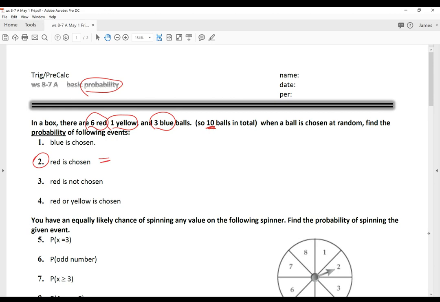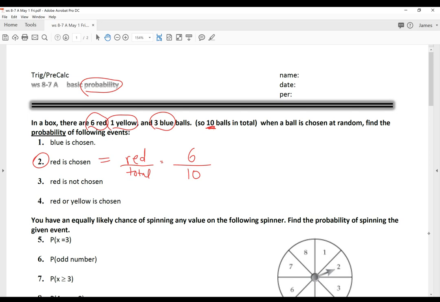So you basically count how many ways you could get red and divide by how many total ways there are. So in this case, it's straightforward. There are 10 in total. Out of 10, how many are red? That would be 6. So that's the chance. That's a 6 out of 10 chance of getting the red one. Yellow would be 1 out of 10. Blue would be 3 out of 10.